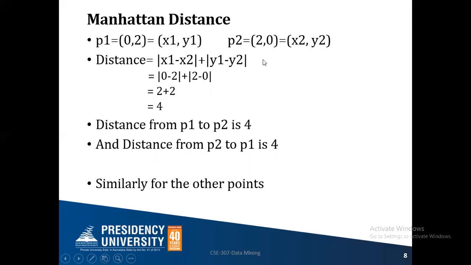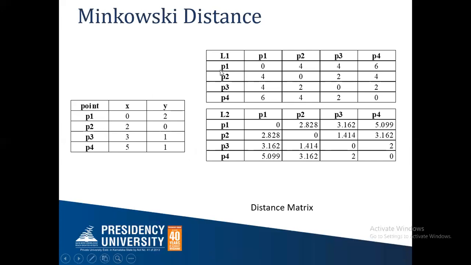So it is simplified. So the simplified formula now becomes mod of x1 minus x2 plus mod of y1 minus y2. So substituting for these values, we get mod of 0 minus 2 plus mod of 2 minus 0, which is 2 plus 2, 4. The distance from P1 to P2 is 4, right, which we can verify here. So distance from P1 to P2 is 4. Similarly, the distance from P2 to P1 back is 4 itself, right?